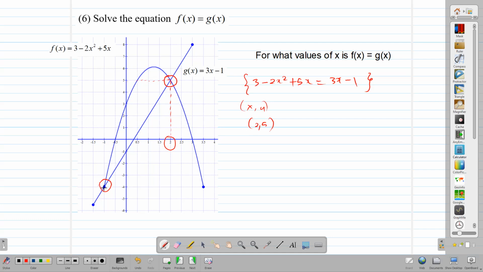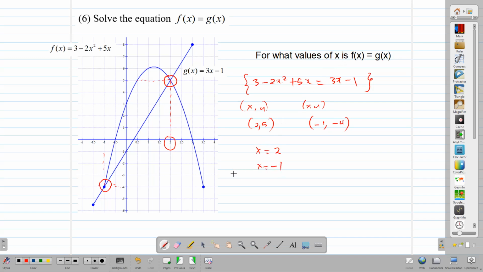And here we have -4 on our y and -1 on our x. Also, that's the other point, (-1, -4). So because the question is asking for the values of x only, then we can write down our solution as x is equal to 2 and x is equal to -1.